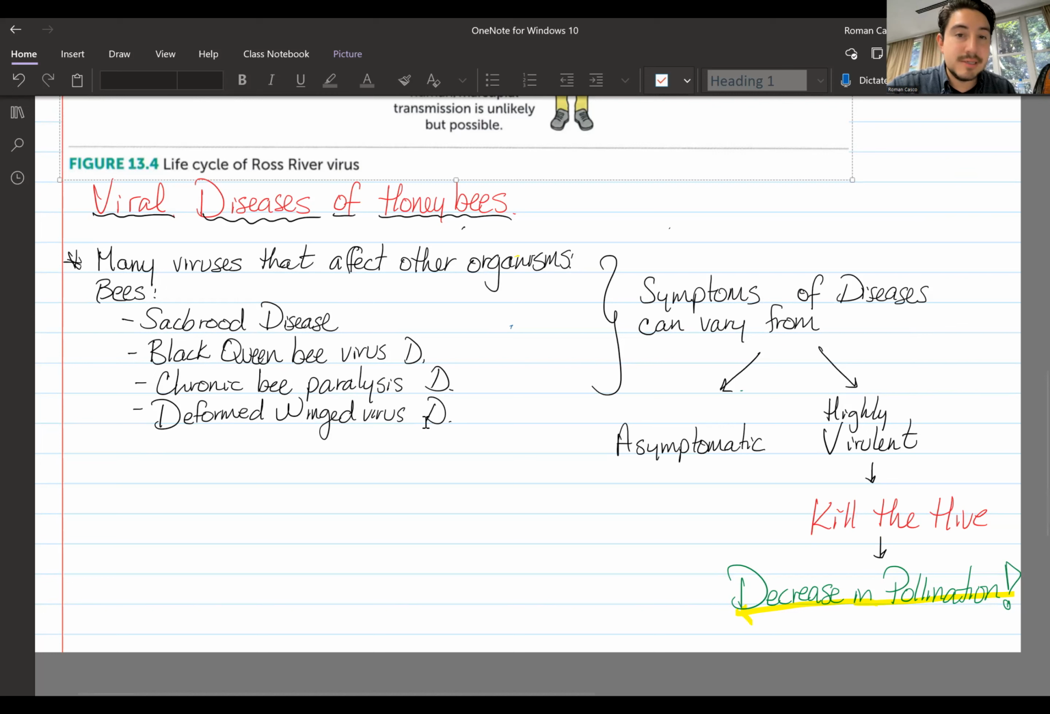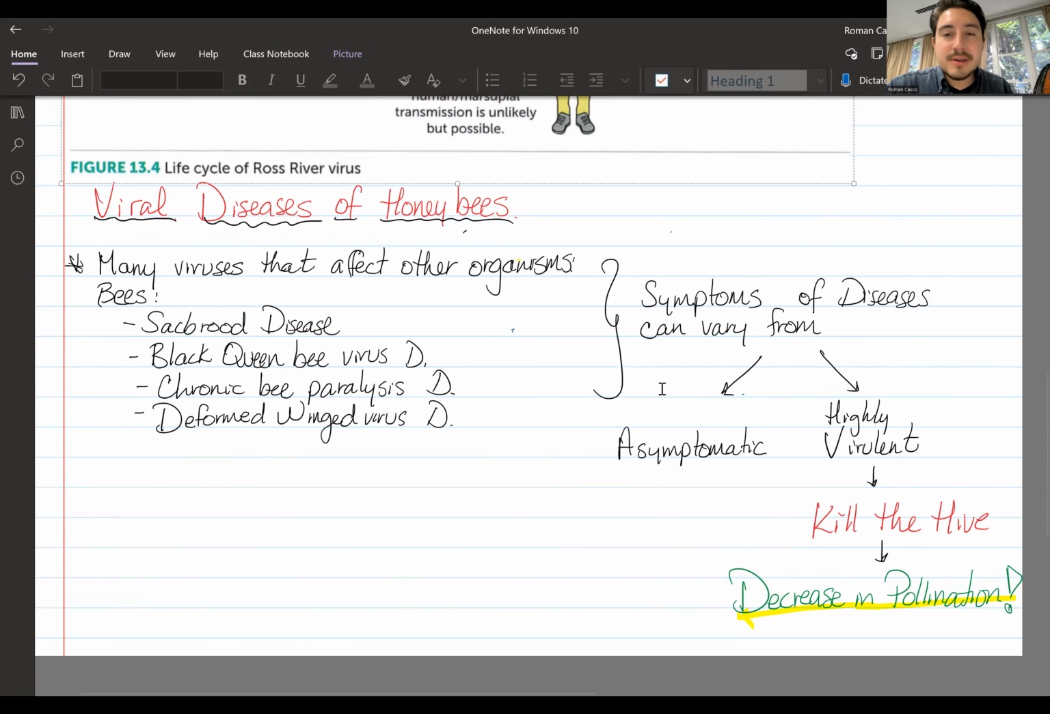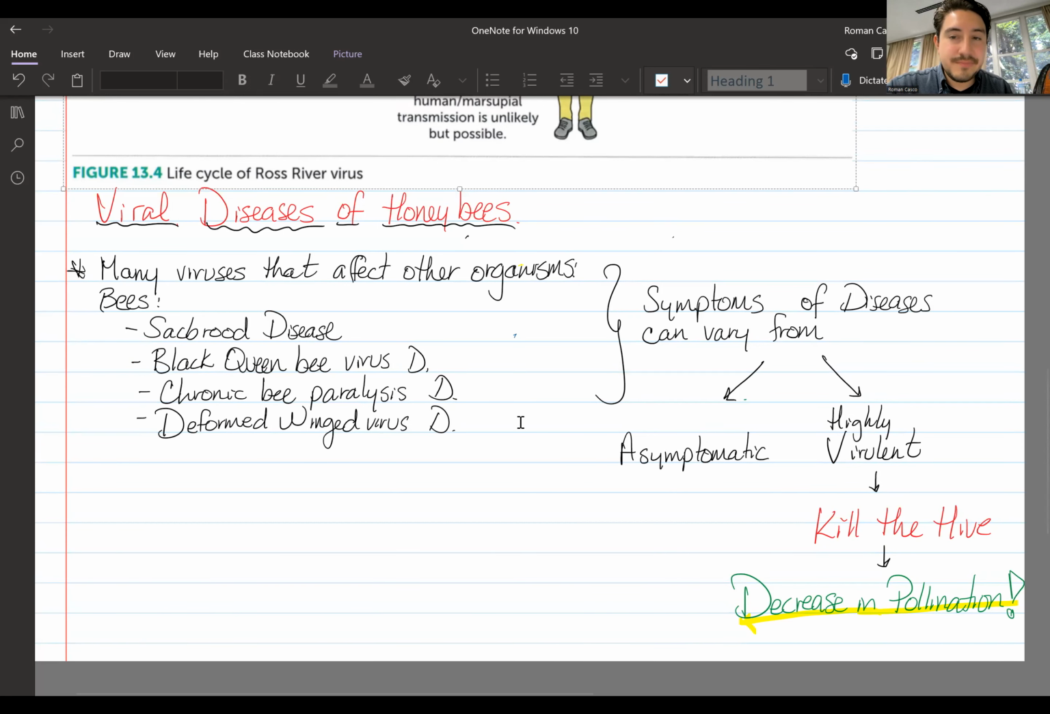And in this case, we're only going to talk about the sac brood disease and the deformed wing virus disease. And again, as we're going along, I kind of want to mention, if you know the virus, basically and the effects that it does, then that's the likelihood of what the disease is called, right? Sac brood disease, deformed wing virus disease, right? Pretty straightforward there.